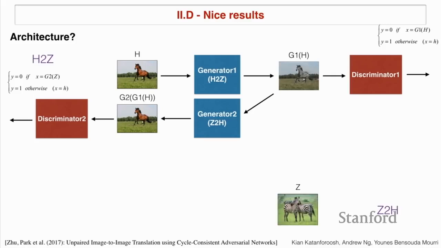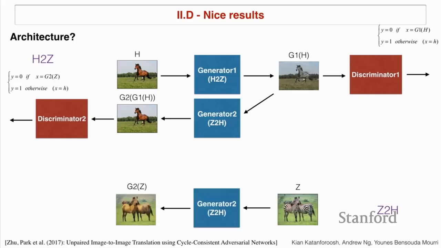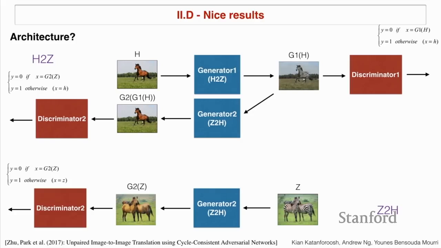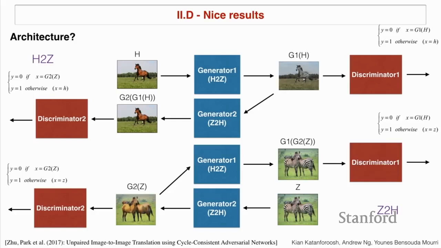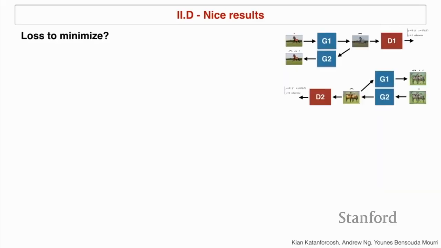Another step might be Z to H, where we start with the zebra, give it to generator 2, generate the horse version of the zebra, discriminate, generate back the zebra version of the zebra, and discriminate. Does that make sense? So this is the general pattern used in cycle GANs. And what I'd like to go over is what loss we should minimize in order to enforce the fact that we want the horse to be converted to a zebra that is the same as the horse.